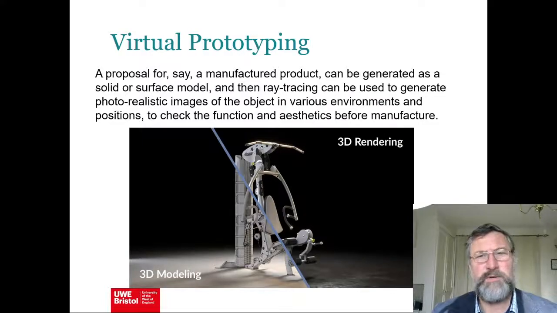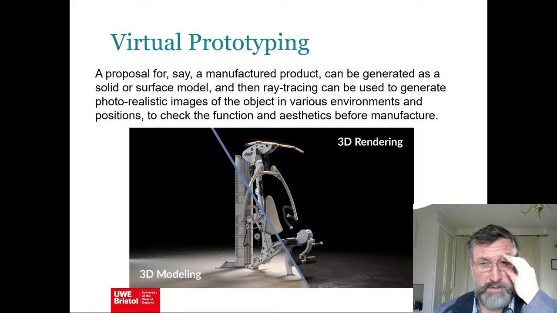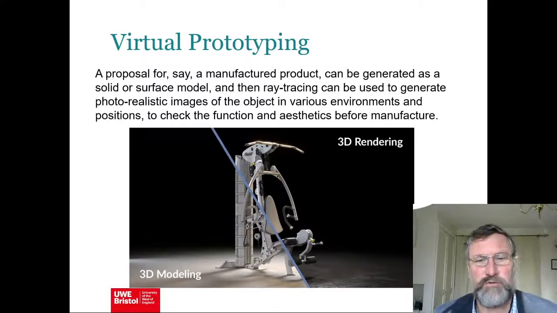And virtual prototyping is, as I say, when you manufacture a product, and you can generate a solid model or even a surface model if you want to, and then use your ray tracing and other techniques to generate the photorealistic image of the object, in various environments and positions to check function and aesthetics before manufacture. So in the virtual prototyping idea, you can also check the mechanisms work in various ways according to how you expect them to, according to how they've been designed in the CAD system, and then you can check the aesthetics to see whether it's got the appearance you want it to have.